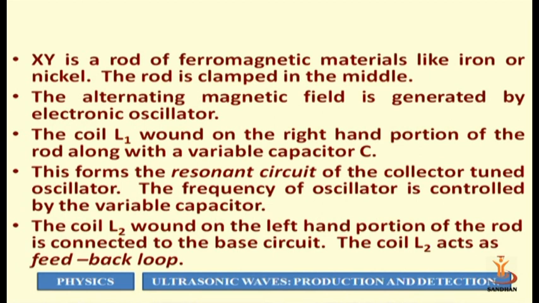Actually, XY is a ferromagnetic rod, like iron or nickel. The rod is clamped at the middle. An alternating magnetic field is used to generate a change in length in the ferromagnetic rod. Coil L1 and coil L2 are placed at the two opposite sides. As I said, the resonance circuit is formed by the L1C1 tank circuit, or L1C1 parallel circuit. L1 and L2 are wound around both ends of the ferromagnetic rod. We are giving a feedback mechanism as I discussed.